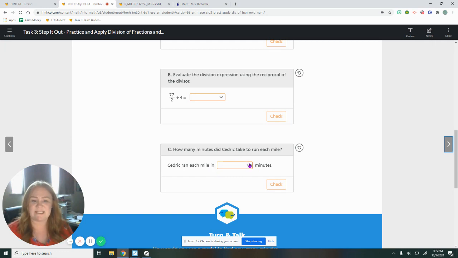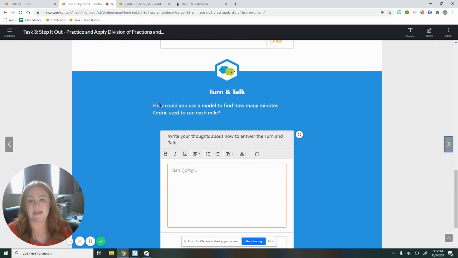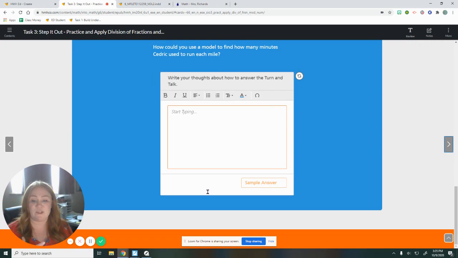And then how many minutes did it take Cedric? How many minutes did Cedric take to run each mile? And then how would you use a model if you were doing that? Explain how would you use a model. So we just did it mathematically. Will you connect that back to the model and tell me what would you draw? What would you cut them up into, and then what would you group together?